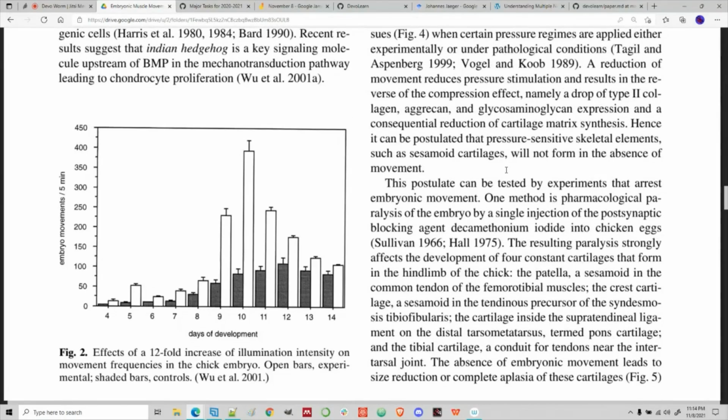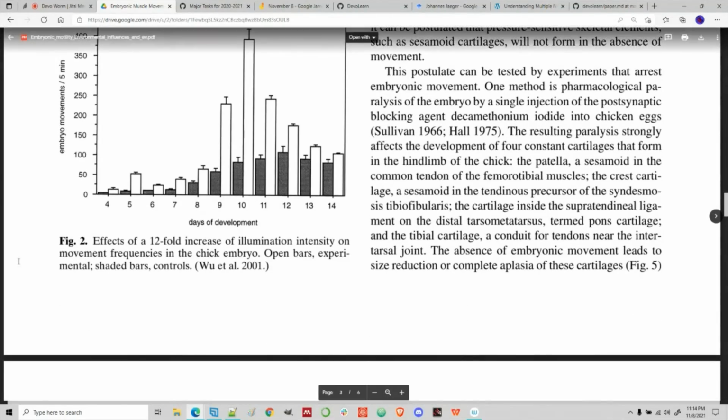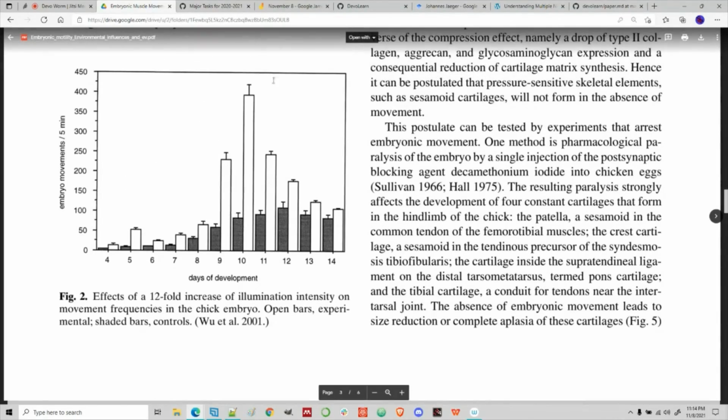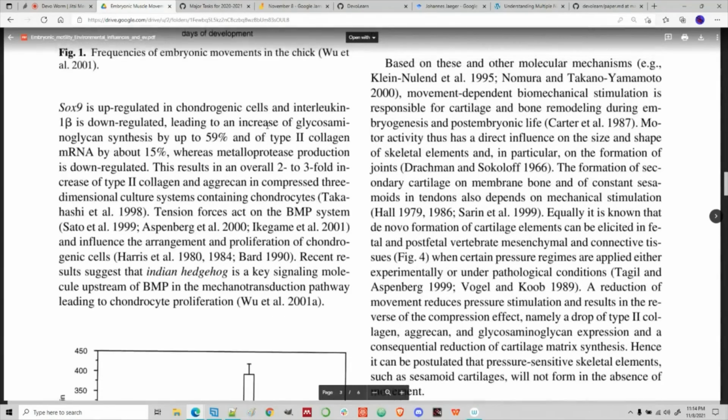Okay, so this is an example of the effects of a 12-fold increase in illumination intensity on movement frequencies. The open bars are where they applied the enhanced light source, and the shaded bars are the controls, which did not see an increase in light. And as you can see, this actually follows this other graph here.